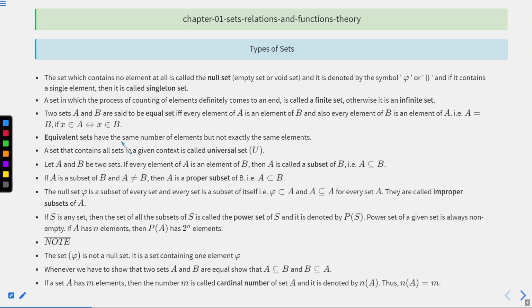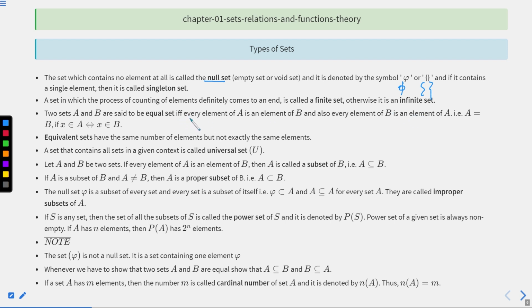Now we will discuss the types of sets. First type is the null set. What is a null set? The set which contains no element at all is called a null set or empty set, or another name, void set, right? So null set, empty set, and void set are the same thing, and it is denoted by the symbol phi or empty curly brackets. And if a set contains a single element, then it is called a singleton set, right?